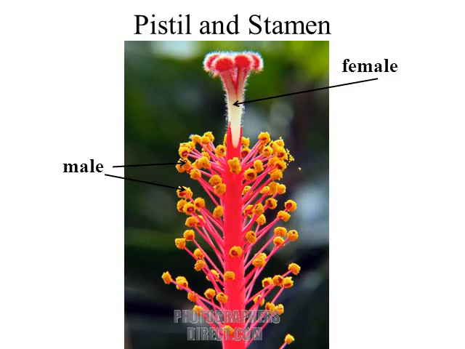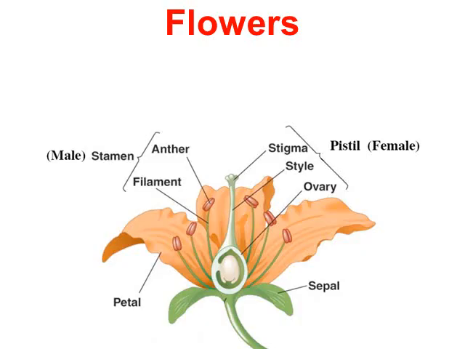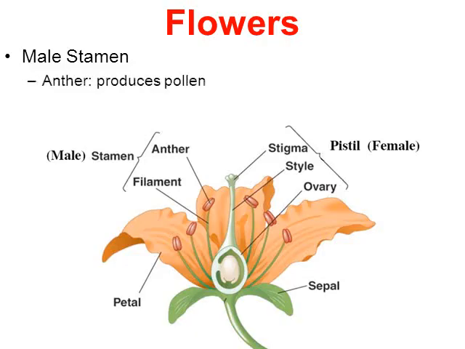Let's go into flower parts now and figure out which one's which and what are they called. So when we look at the flowers, let's first look at the male part of the flower. The male part of the flower are called the stamen. In the word stamen, you can see M-E-N for men. Men means male. And at the very top are what we call the anthers.